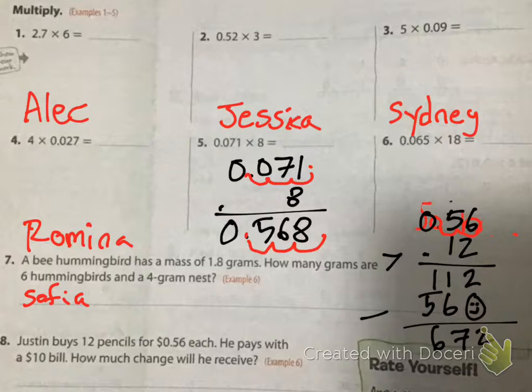Yes. But what do we have to do? You have to carry that. You have to bring the decimal. And how many times do we put it back? 2. 2 places. So we get 6 and 72. So 6 and 72 hundredths.